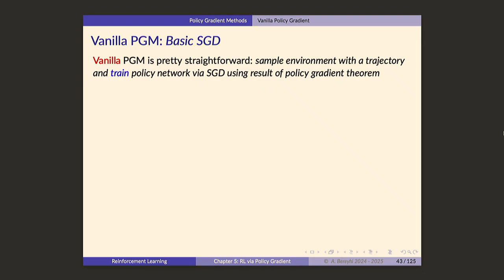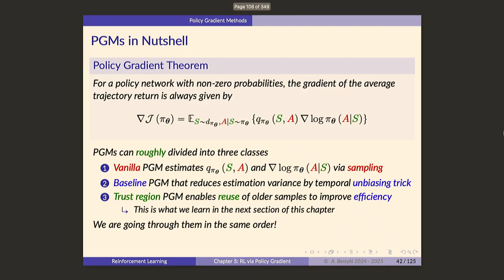Now, the very first approach is just the vanilla PGM, where you do basic stochastic gradient descent using the gradient estimator that we have found, right? So what we have is this term: the expectation of this Q times the gradient of the policy network's log likelihood, actually. That term is the estimator of our gradient. We can just sample from this, right?